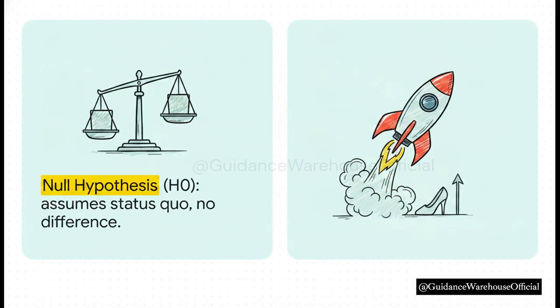Step 1 is defining the battlefield. In any statistical test, we are always comparing two things: the null hypothesis, which we call H0 or H-naught, against the alternative hypothesis, which we call HA. Now, the null hypothesis assumes the status quo. It's basically saying, hey, there's no difference here. The two groups are exactly the same. The alternative hypothesis, on the other hand, represents the new, exciting claim we are actually trying to test, like the claim that women own strictly more shoes than men.